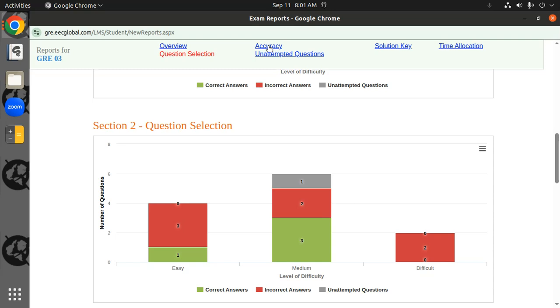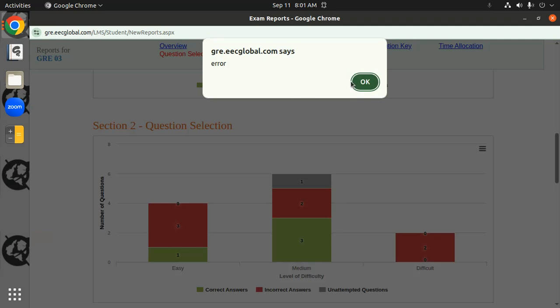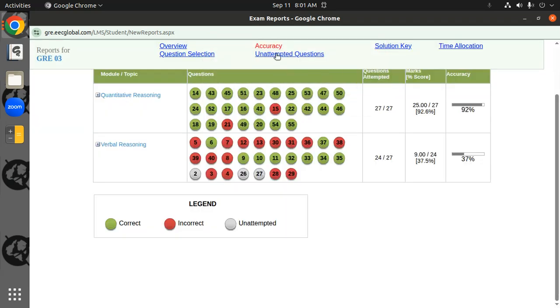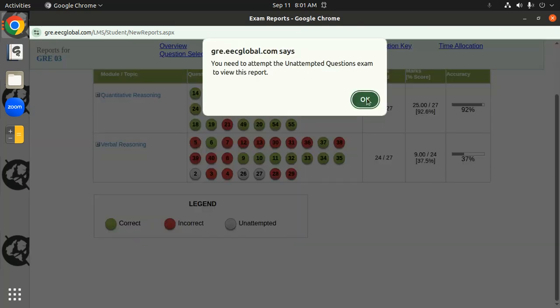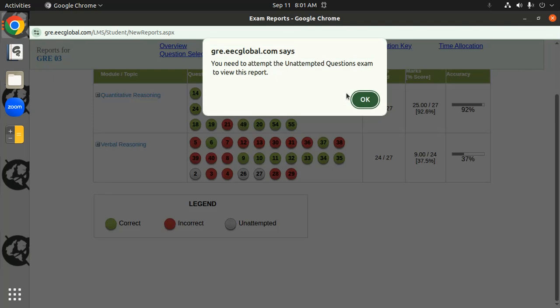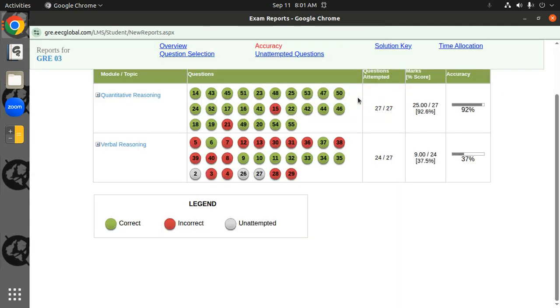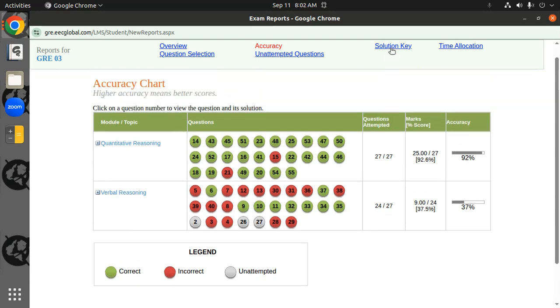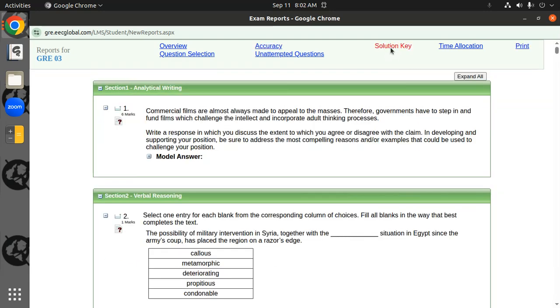overview. Now software is giving you analysis on accuracy. So it shows error at the moment. It's fine. Unattempted questions, so you need to attempt. Software is saying you need to first attempt the questions and then you can review it. So let's go to the solution key part.